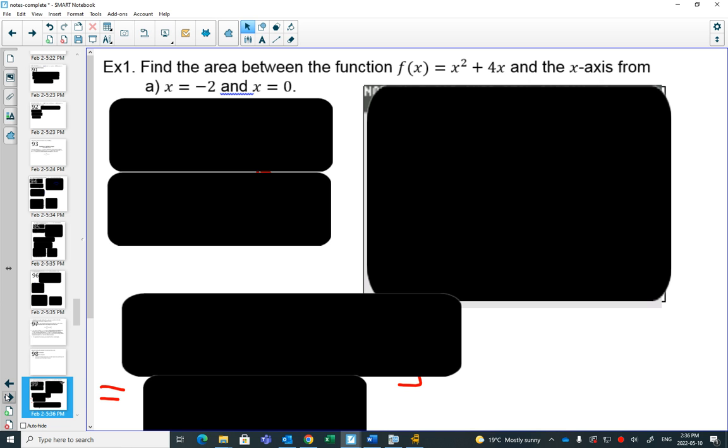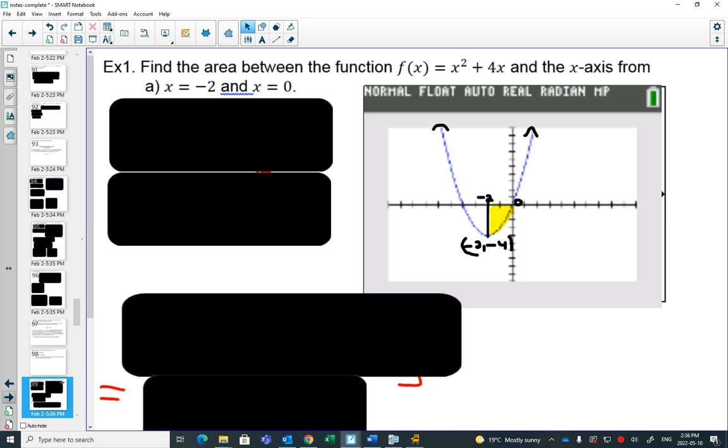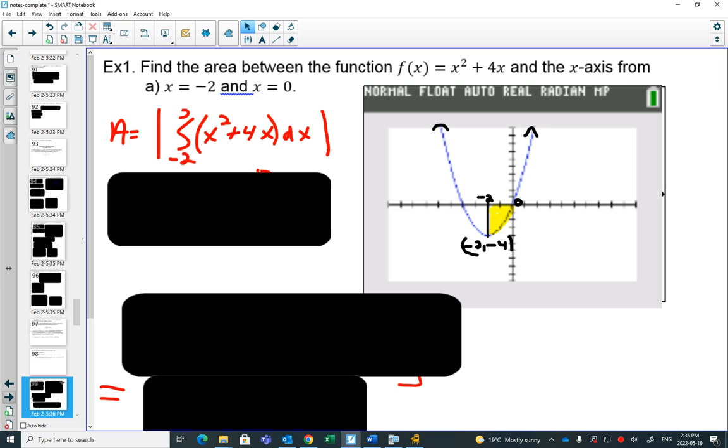So here's our first example. When we look at the graph of x squared plus 4x between negative 2 and 0, it's all negative. So when we find this integral, our answer should be negative as a result. Set it up, go from negative 2 to 0. I already put absolute value bars around it because I know the answer is going to be negative.